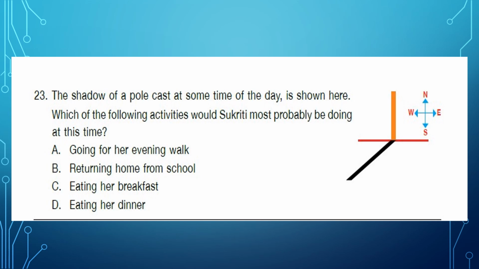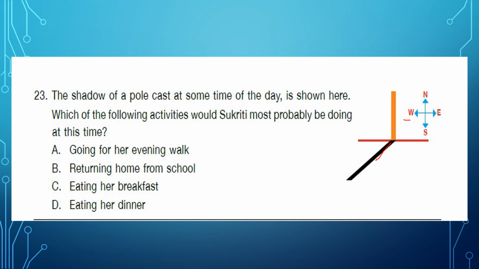Question number 23. The shadow of a pole cast at some time of the day is shown here. Which of the following activities would Sukriti most probably be doing at this time? The shadow is in the west direction, so the sun must be in the east direction, that is morning time.